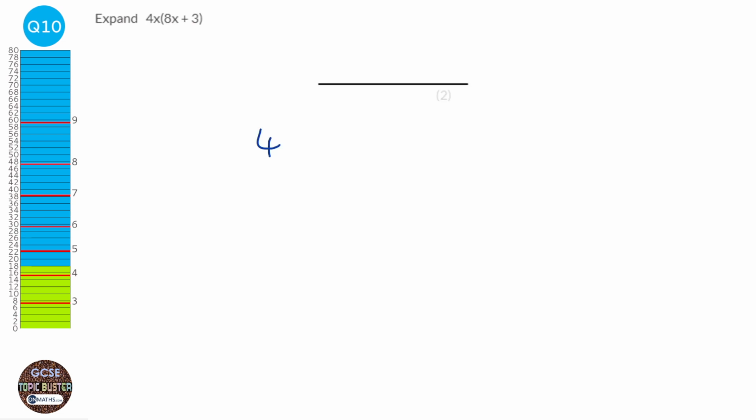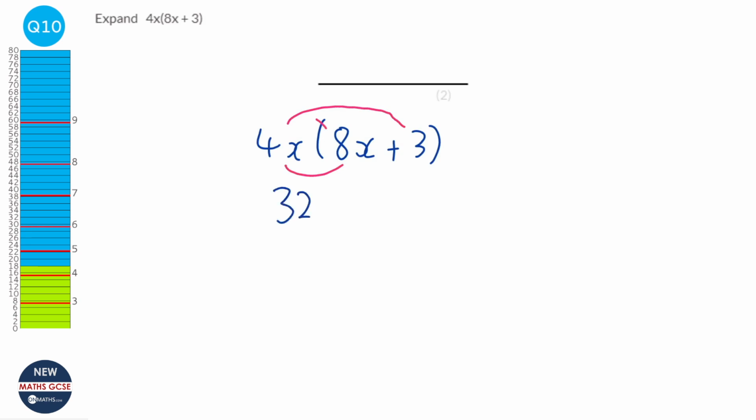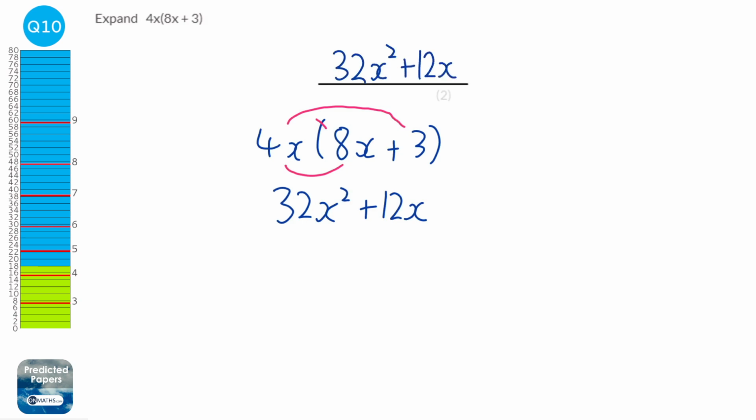I'm going to write this out just a bit bigger so we can see what's going on. And there are loads of different methods for expanding brackets. I'm going to use smile and rainbows. So smile there, rainbow there, and I always put a little notch here to remind me to times it. So we're going to do 4 times 8, which is 32, and x times x, which is x squared. Then we're going to do 4 times 3, which is 12, and x is just there. So when we expand that, we get 32x squared plus 12x.